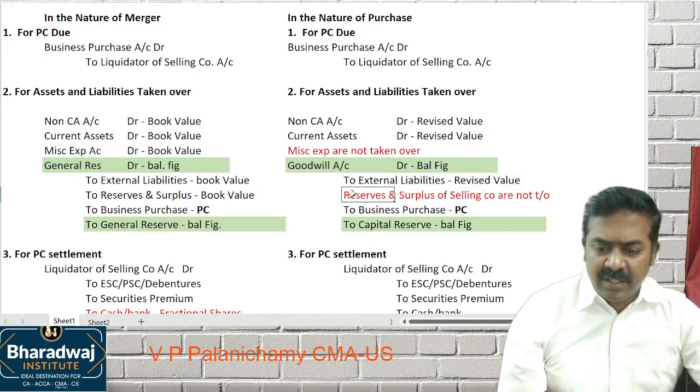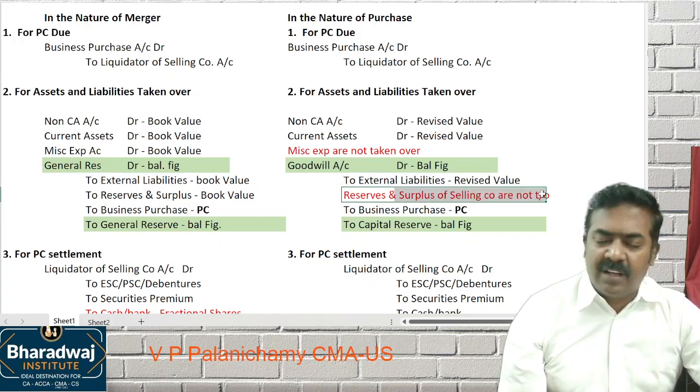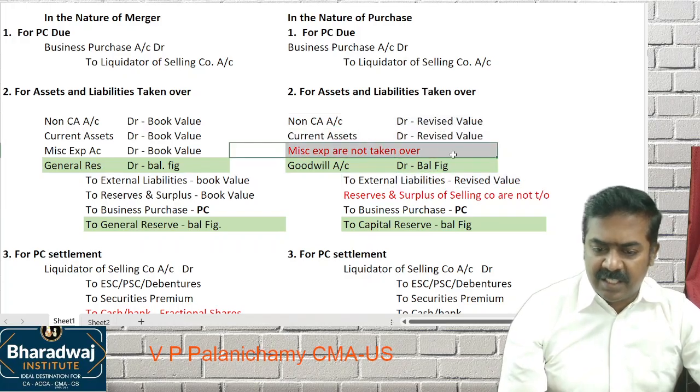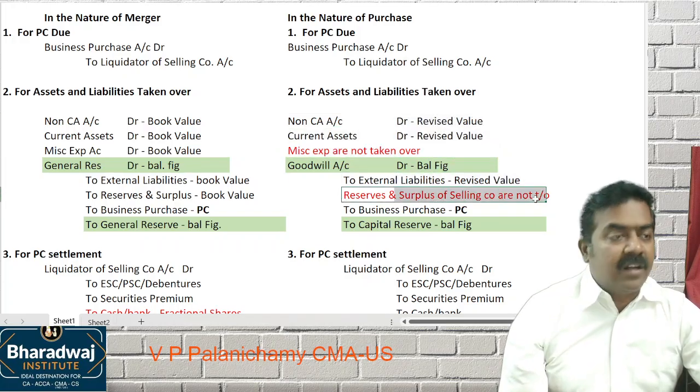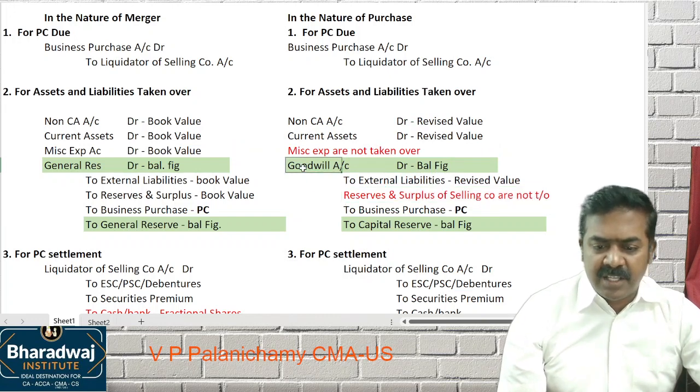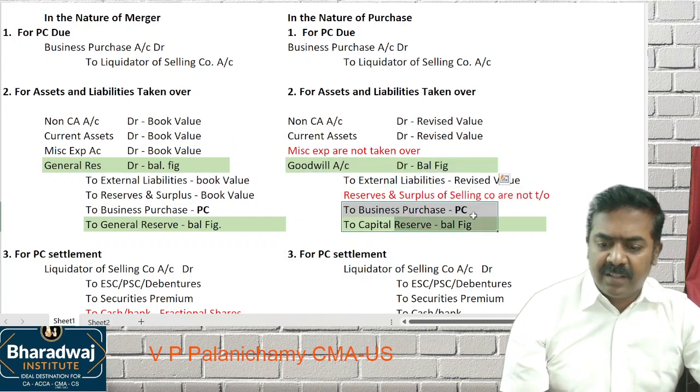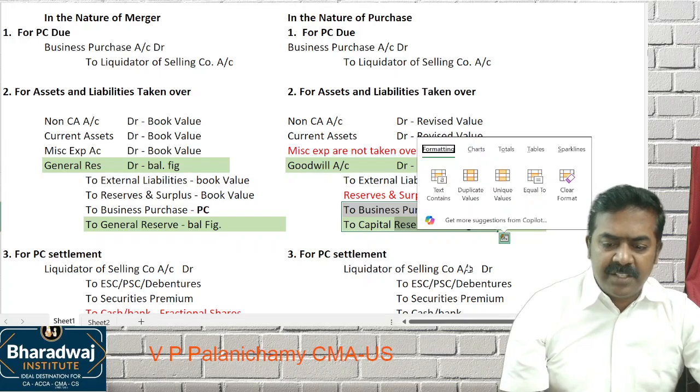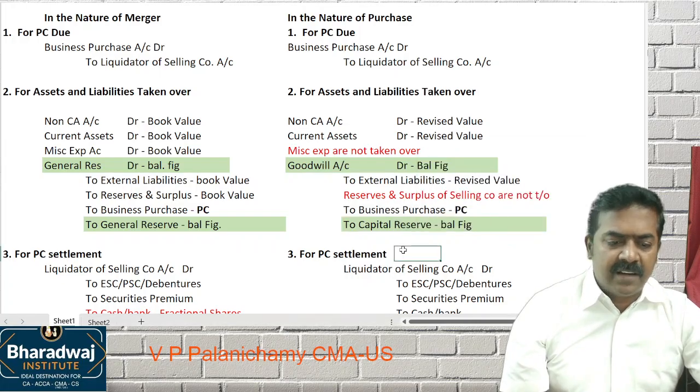Revised value. Reserves and surplus of the selling company will not be taken over because we are just absorbing assets and which one? Liabilities only. Miscellaneous expenses and reserves of the selling company are not to be taken over. The balancing figure will be either goodwill or which one? Capital reserve. So the major difference comes in the second entry.